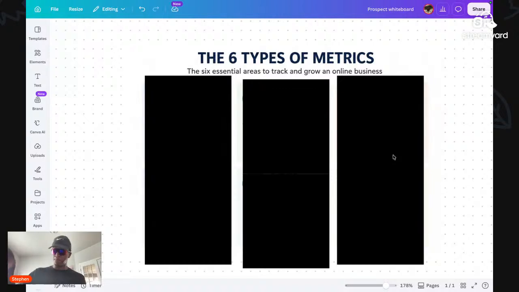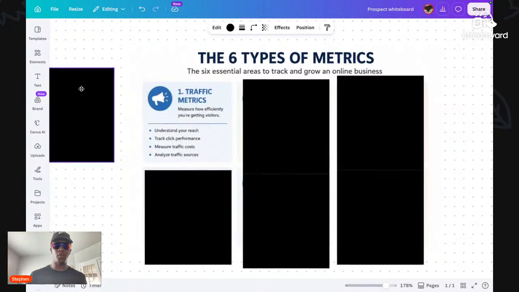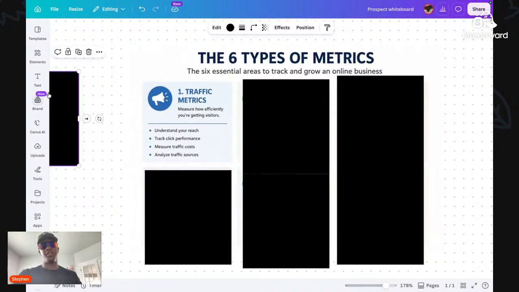And you need to know your metrics, because if you don't know your metrics and if you can't get granular in your business, you do not know what energy and effort is giving you the desired result, or what's not being done is giving you the desired result you want. All right, so let's go ahead and get into this. Traffic metrics. We want to understand our reach. We're going to track click performance, measure traffic costs, and analyze traffic sources.